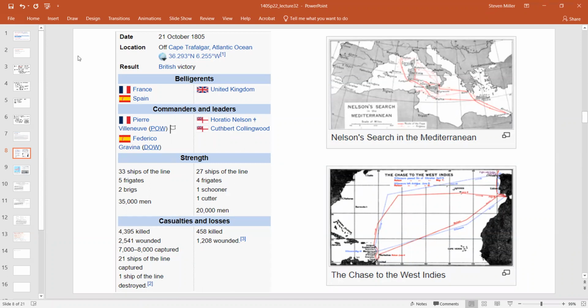If you look at the strengths, the French and Spanish had 33 ships of the line, 5 frigates, 2 brigs, 35,000 men. The British had 27 ships of the line, 4 frigates, 1 schooner, 1 cutter, 20,000 men. And if you look at the casualties, a little over 4,000 killed on the Franco-Spanish side, 458 on the British. But the amazing one, 21 of the ships from France and Spain were captured, and 1 ship was destroyed. No ships were lost on the British side. It was a crushing blow to Napoleon in terms of the complete destruction of the naval force.